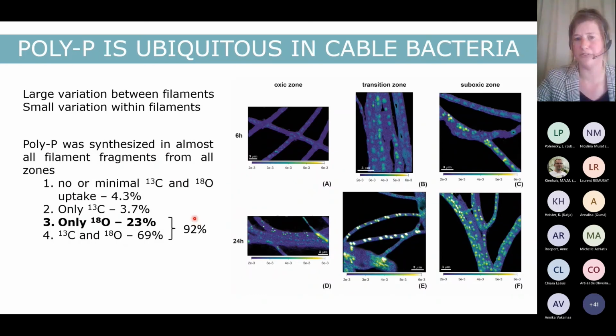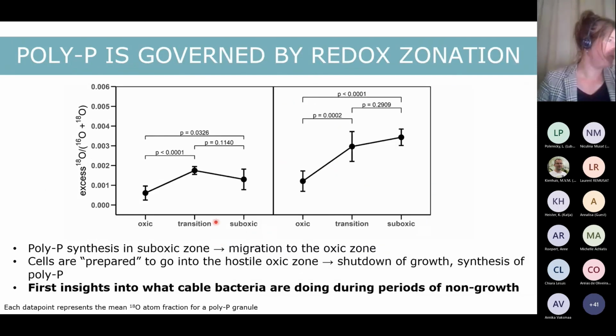So what we see is that 92% of the filaments showed polyphosphate synthesis, even though some of them didn't show any growth. And even in the oxic zone, we could see 18O labeling of the polyphosphate granules, both after the 6-hour incubation and after a 24-hour incubation, which means that these cells from the oxic zone must have had some access to energy during the incubation.